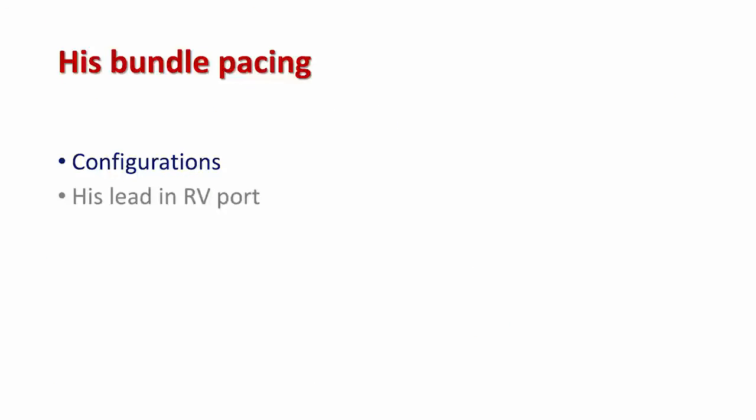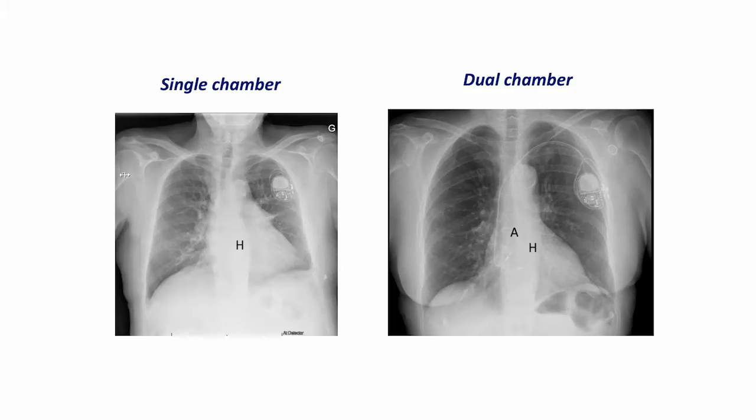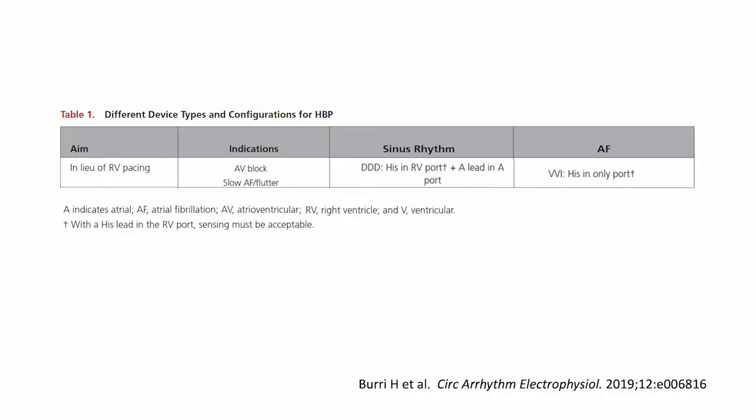So let's just have a look at the different configurations. Now, you can have a single chamber device, VVI, with a patient in AFib, and the lead is, you can't see that very well, but there's a HIS lead just there. You can have a dual chamber typically in a patient with AV block, an atrial lead and a HIS lead. So there are different possibilities on how to set up the system, but it's basically going to boil down to three factors. Number one, what's the aim of HIS bundle pacing? Is it in lieu of RV pacing? The next thing is whether the patient's in sinus rhythm or AFib. Obviously, if he's in sinus rhythm, you need to have an atrial lead there. So you have different configurations.